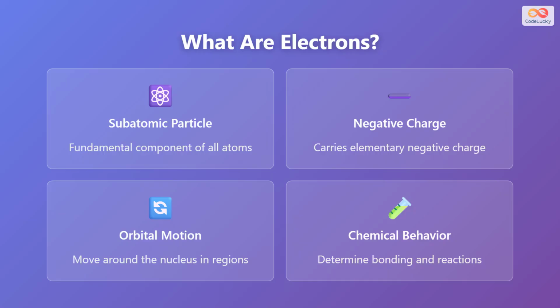Electrons are subatomic particles, meaning they are smaller than atoms themselves. Each electron carries a negative electrical charge. They move in specific regions around the positively charged nucleus at the center of an atom. Most importantly, electrons determine how atoms bond with each other and control all chemical reactions.